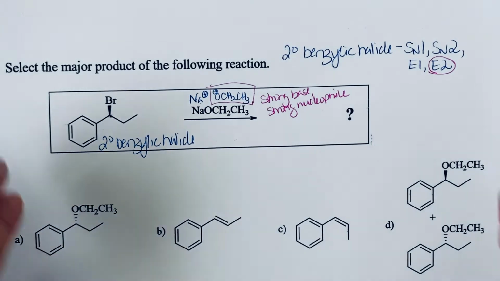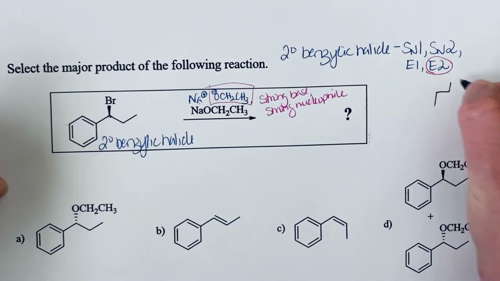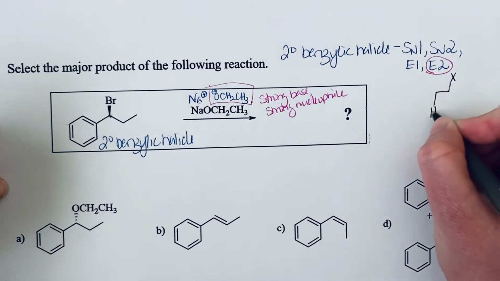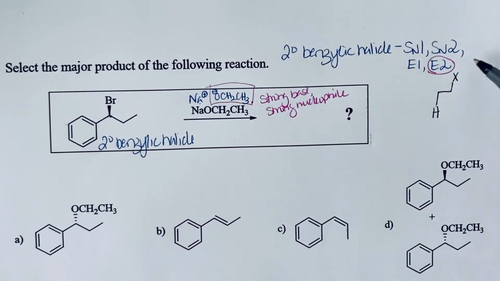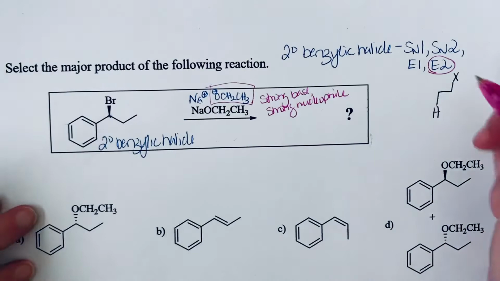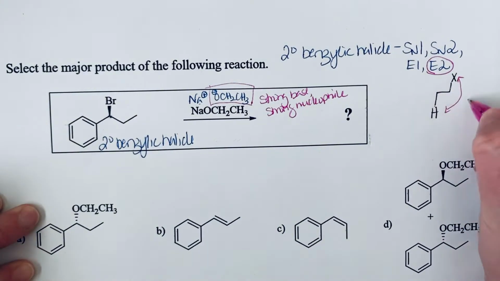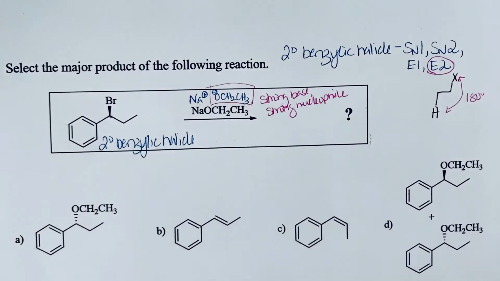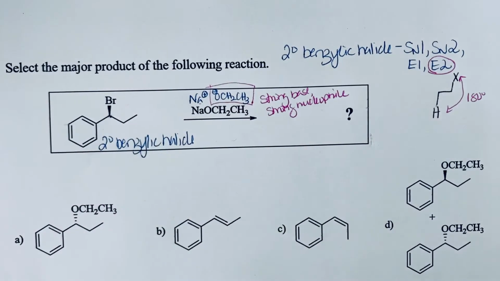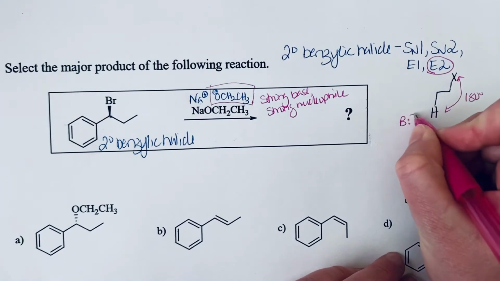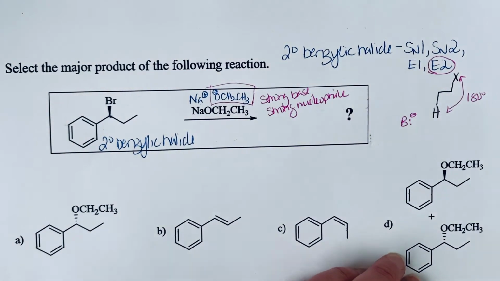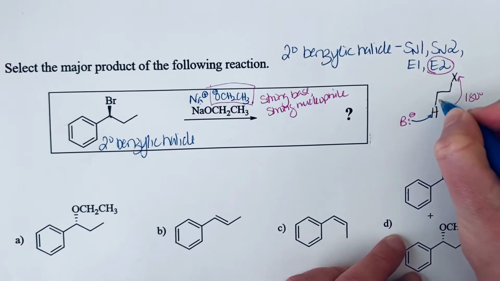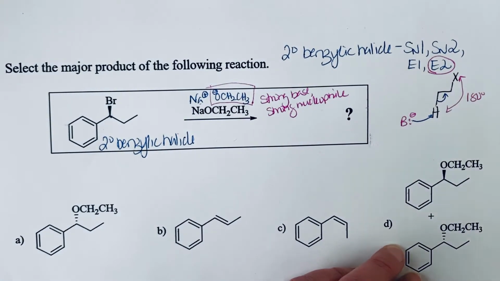So with our E2, that's the concerted elimination, our leaving group and the beta hydrogen that we're going to eliminate need to be 180 degrees apart from each other. So we need to look for hydrogens on our substrate that are beta to that leaving group and also 180 degrees apart. And just to quickly show the mechanism, using a generic base, that base would abstract the hydrogen, the electrons from the carbon-hydrogen bond form the alkene, and then you push off the leaving group.